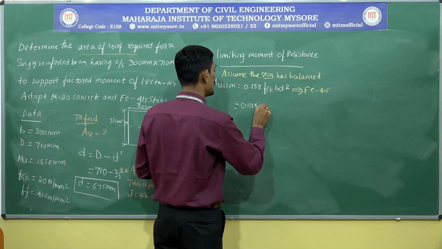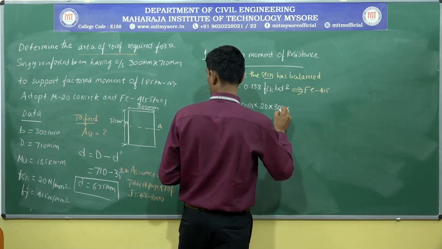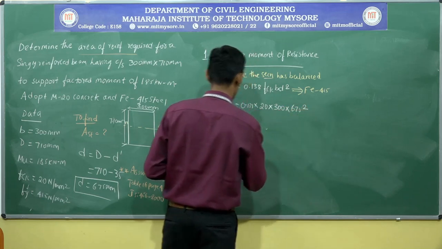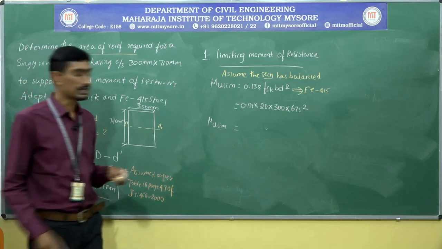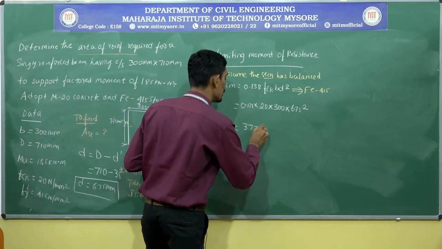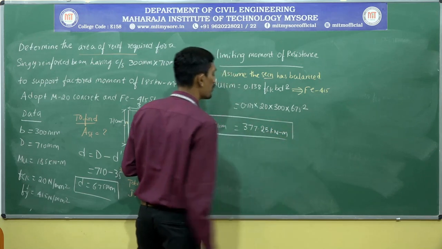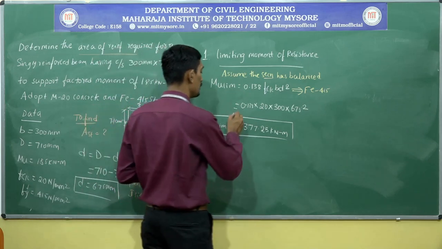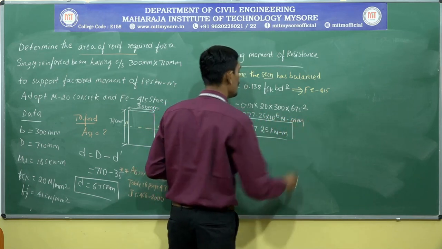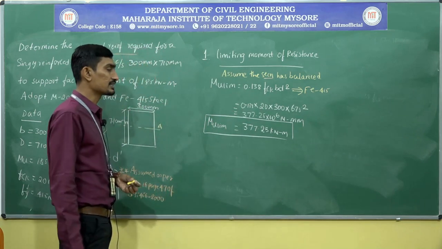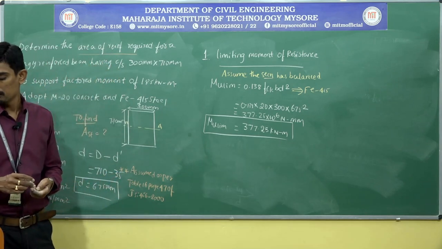Substitute this. So 0.138 into fck, which is 20, into b value 300, into effective depth 675 square. This works out to be 377.25 kilonewton meter. You will get the answer as 377.25 into 10 to the power of 6 Newton millimeter, or I can say 377.25 kilonewton meter. So now Mu is known, Mu lim is known.